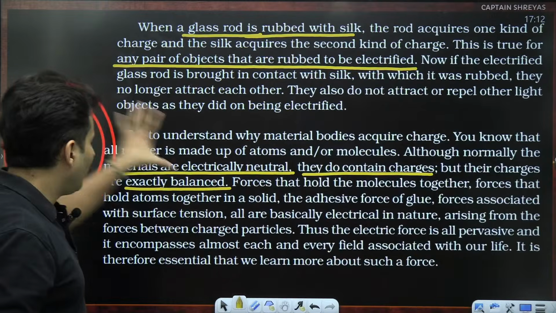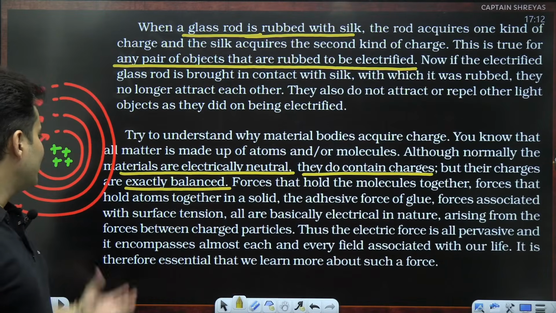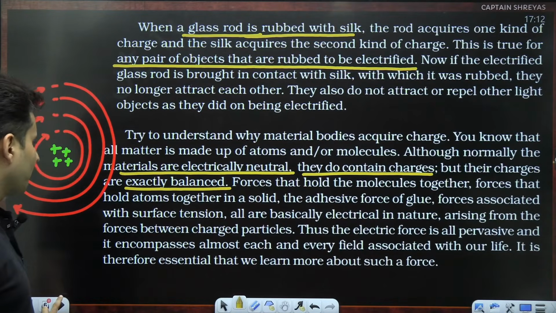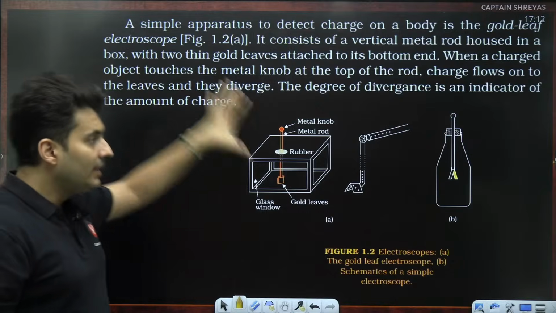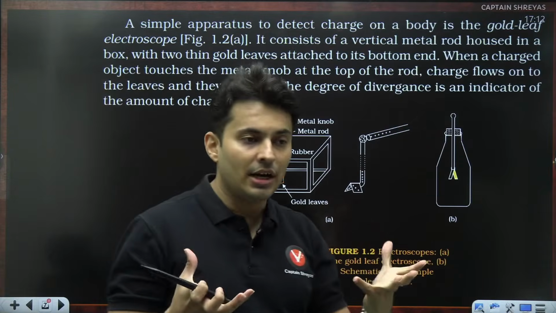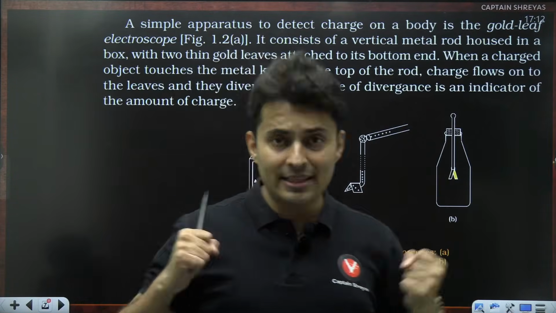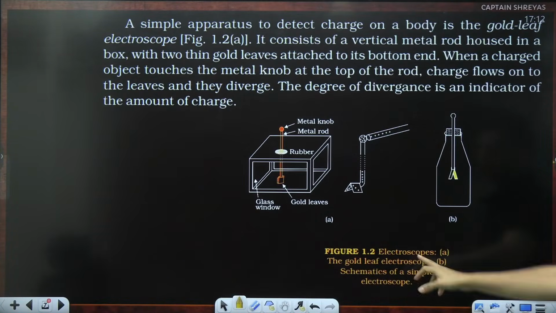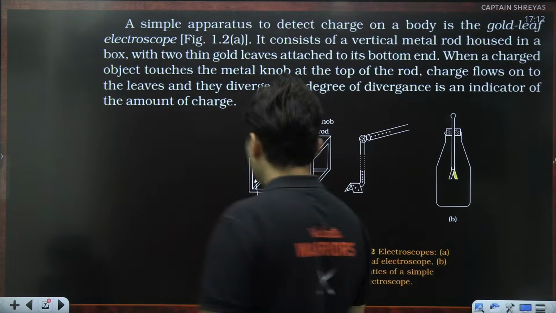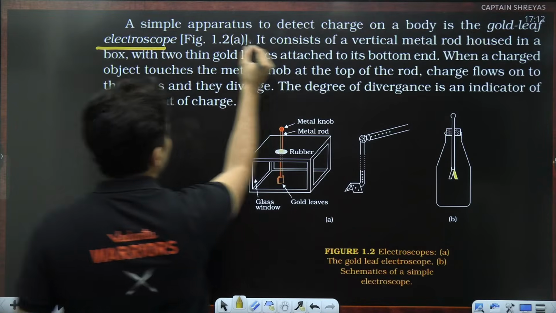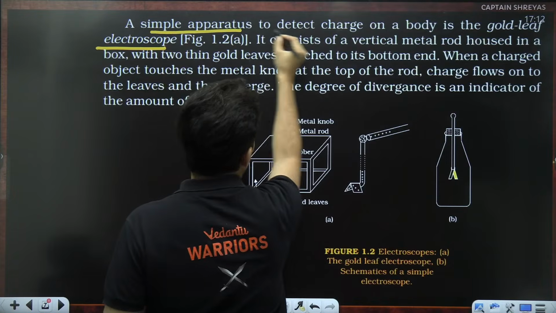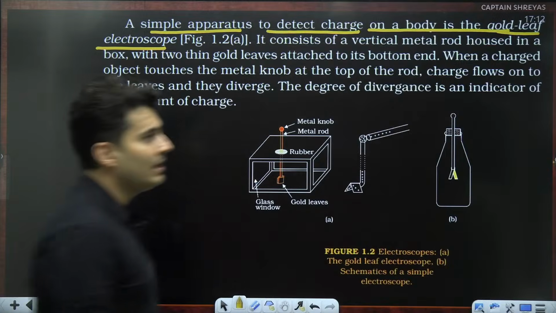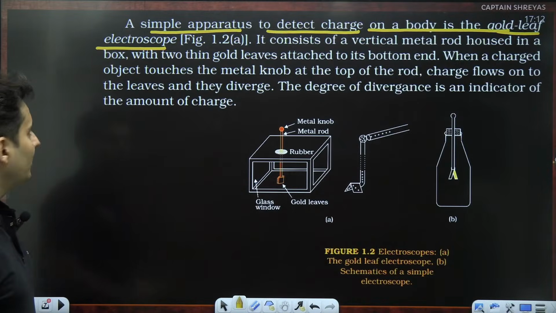Now, once a body gets charged, you can detect whether a body is charged or more charged or less charged or not charged at all using this device called an electroscope. So what is an electroscope? An electroscope is a simple apparatus to detect a charge on a body, which uses gold leaf as a setup.